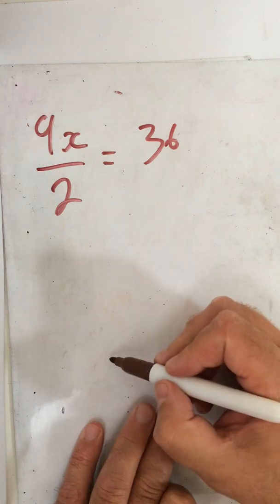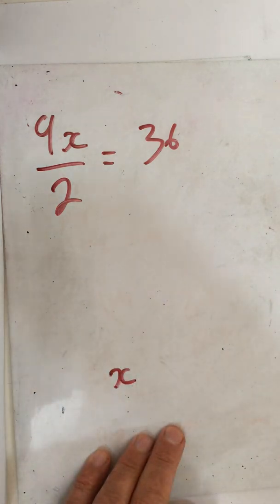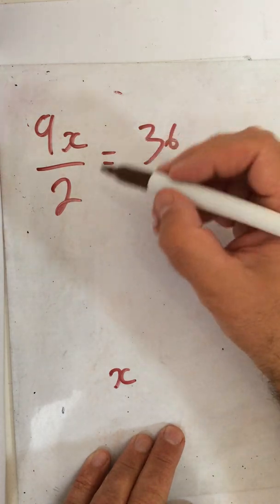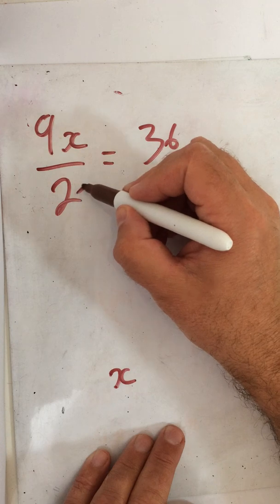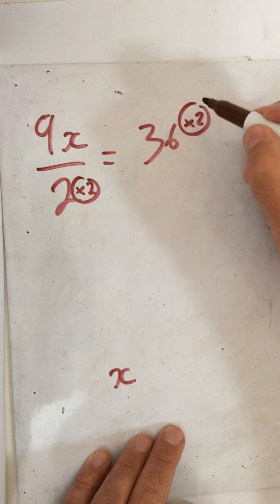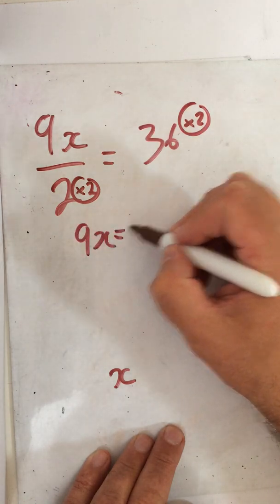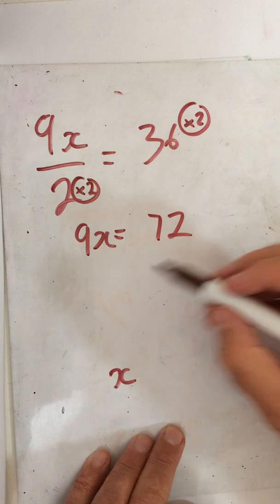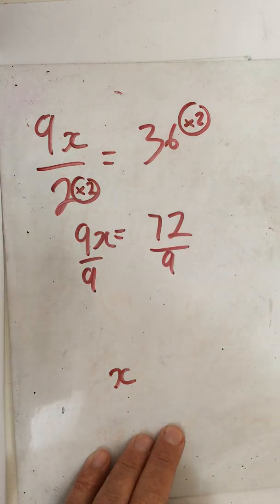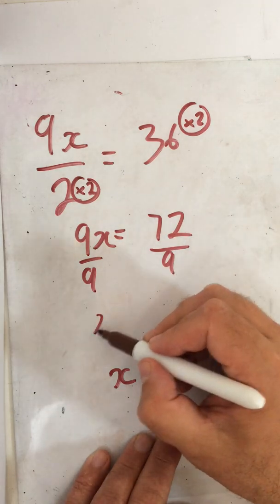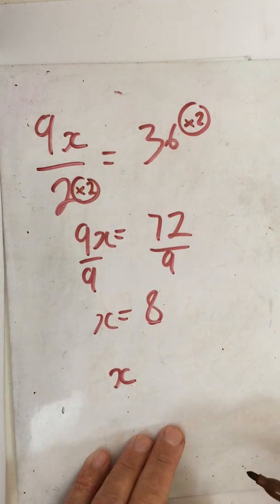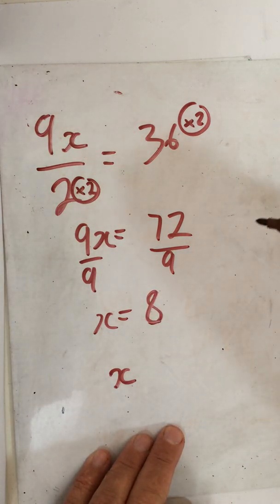Equals 36. Again, I need to find x here. First thing I'm going to do is get rid of the divided by 2. So I'm just going to times that by 2, and do the same on this side, times it by 2. That means I've now got 9x equals 72. Divide them both by 9. How many 9s in 72? 9 8s are 72. x equals 8.